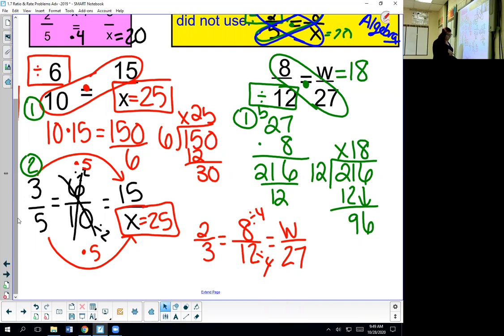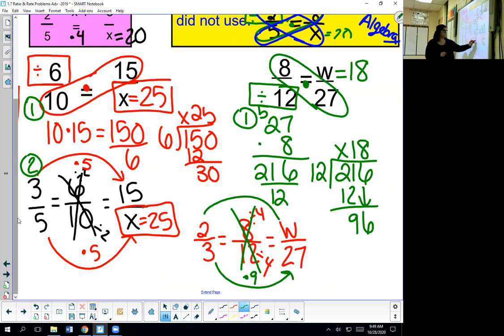Now, if you only divide by 2, it won't work. You have to do it again. So if I cross this out, I'm not using that now. Now I see a pattern. Times 9. 2 times 9 is 18. Did we get the same result? Yeah. So whatever you feel most comfortable with, you can choose that method.